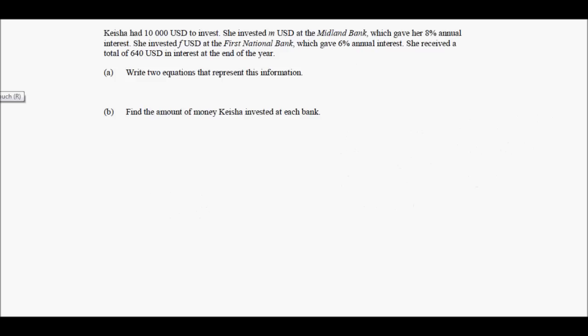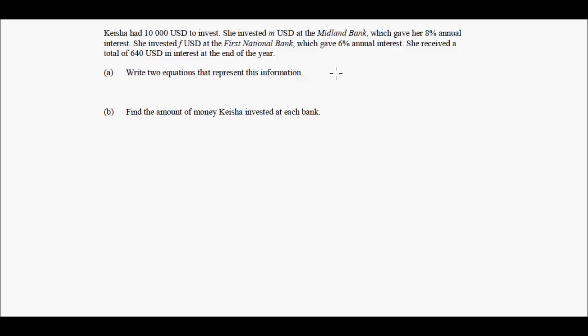Okay, here's one that's a little trickier. It says Keisha had 10,000 US dollars to invest. She invested M US dollars in Midland Bank, which gave her 8% annual interest. She invested F US dollars in First National Bank, which gave her 6% annual interest. She received a total of 640 US dollars in interest at the end of the year. Okay, so write two equations to represent this information.